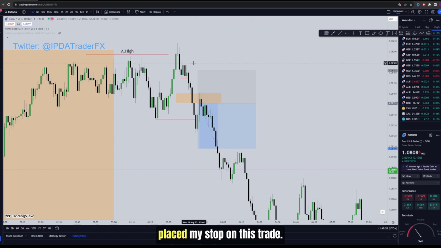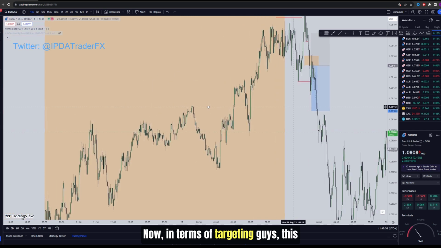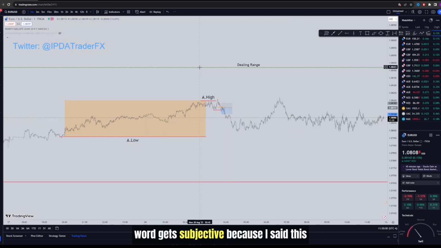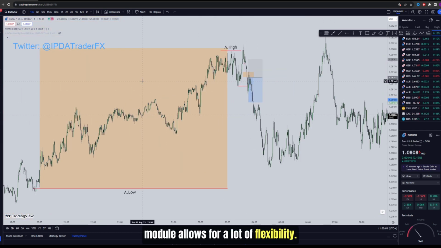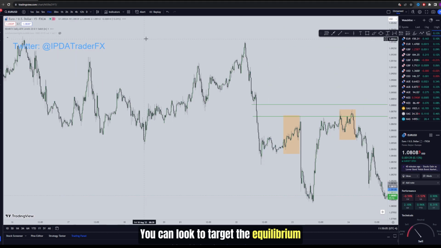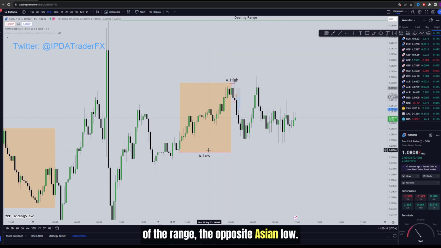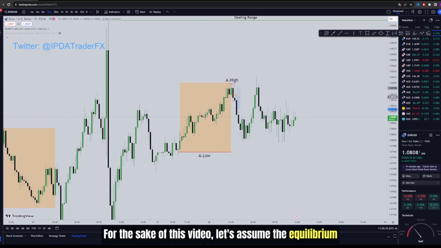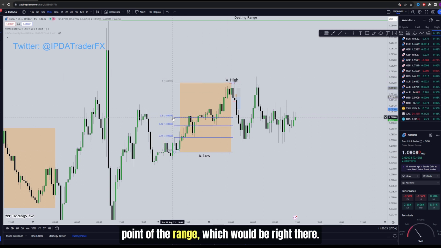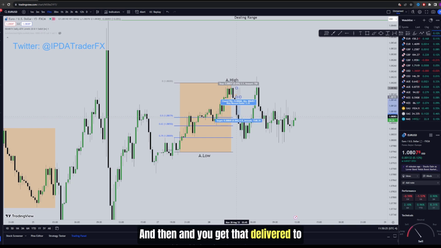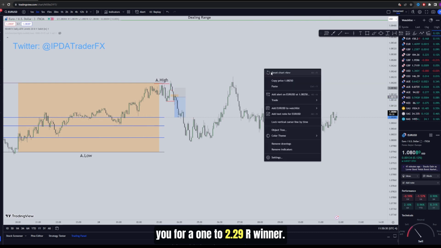This is where I would have placed my stop on this trade. Now, in terms of targeting, guys, this is where it gets subjective, because I said this module allows for a lot of flexibility. You can look to target the equilibrium of the range, the opposite Asian low in this case, a naked level, a structural low, whatever you want to do. For the sake of this video, let's assume the equilibrium point of the range, which would be right there, and you get that delivered to you for a 1 to 2.29 R winner.